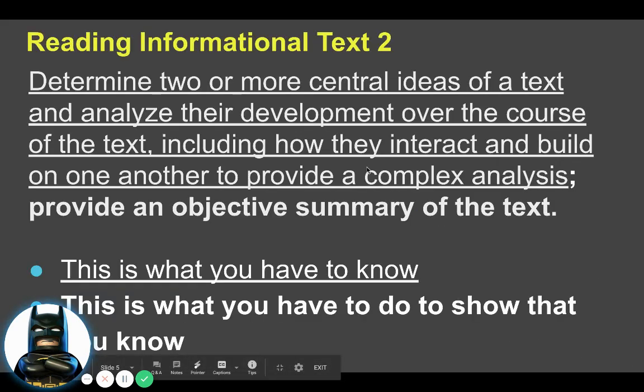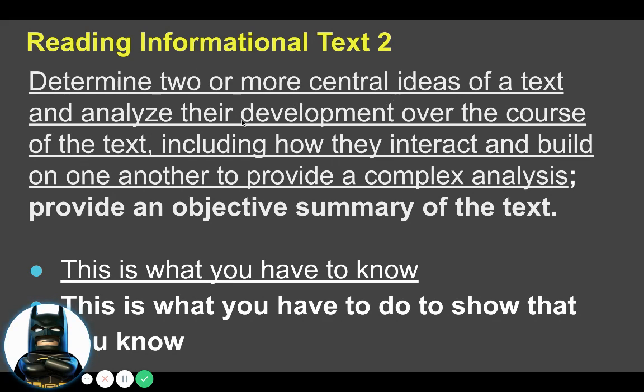First, though, again, is that standard. So reading informational text 2, this is the objective summary standard. Again, broken up into 2 parts here. Underline is what you have to know. And then this bolded part is what you have to do to show me that you know this. Right, so this is the standard again.